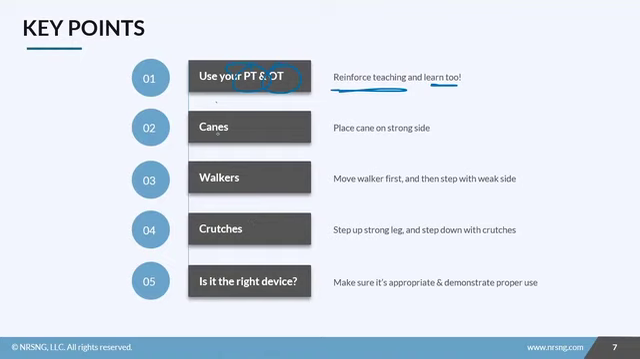When you're using canes, you just know that there are several different types, but the thing that you need to remember is you need to place the cane on the strong side of the patient. Walkers are great for generalized weakness, so make sure that your patient is moving the walker first and then stepping into it with the weak side. Crutches. When you're going upstairs, make sure you step up with the strong leg first, and when you're going down the stairs, the crutches go first.